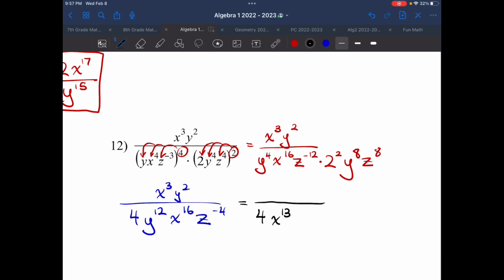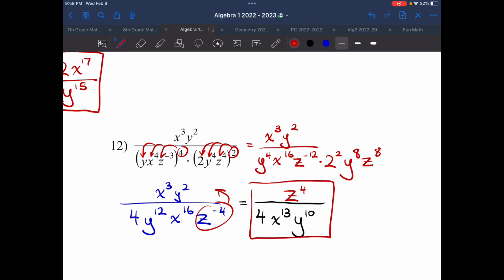And then I'm looking next at my y's. I have 2 of those. Again, my denominator has a higher exponent, so I'm going to leave my answer in the denominator. And I'm going to do bottom minus top. 12 minus 2 is 10. And then finally, this z to the negative 4 has a negative power, so I'm going to bring this z to the negative 4 up to the numerator and make it a positive 4. And I think I've got everything dealt with. That should be the final answer.